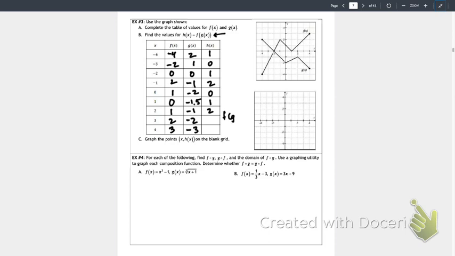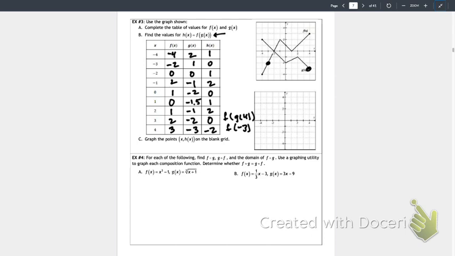Next, we're doing f of g of 3. G of 3 is right here at negative 2, so you're doing f of negative 2. And f of negative 2 is right here at 0. All right, and lastly, we're doing f of g of 4. G of 4 is right here at negative 3. So f of negative 3 is going to be right here at negative 2.